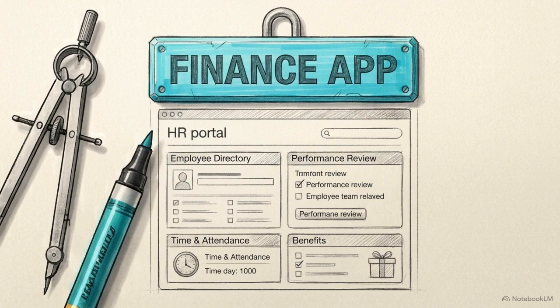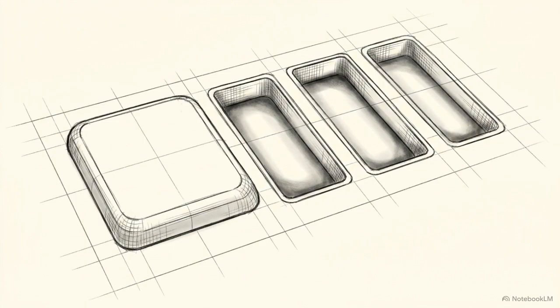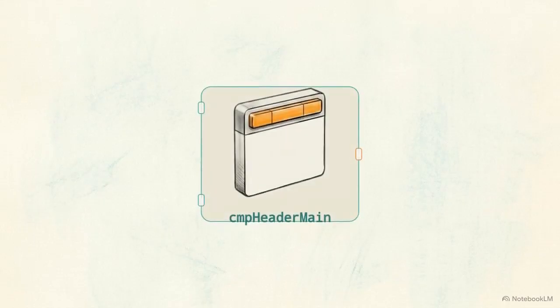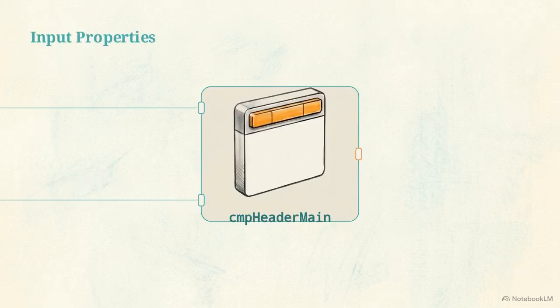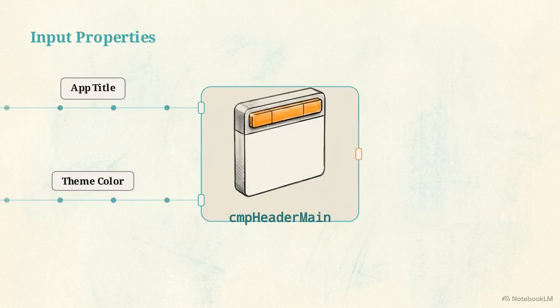A shared component is only useful if it can adapt to different contexts. A header component with the words Finance App hard-coded into it has no value for the HR team. True reusability requires abstraction through custom properties. This schematic represents an enterprise component named CMP Header Main.